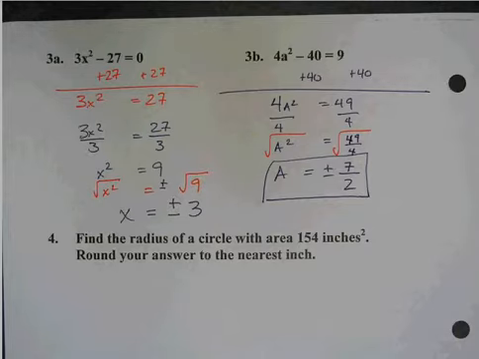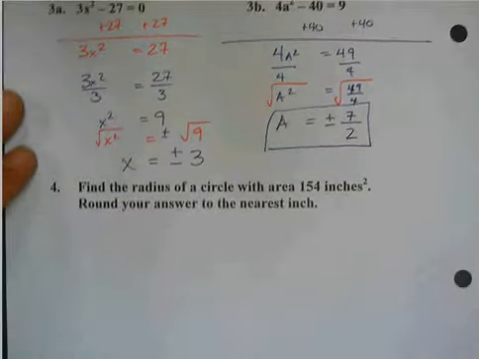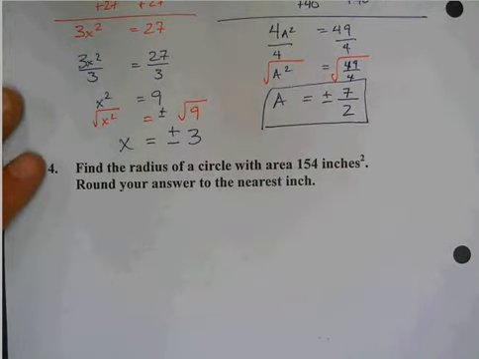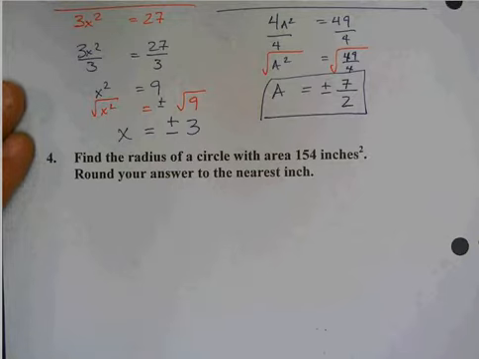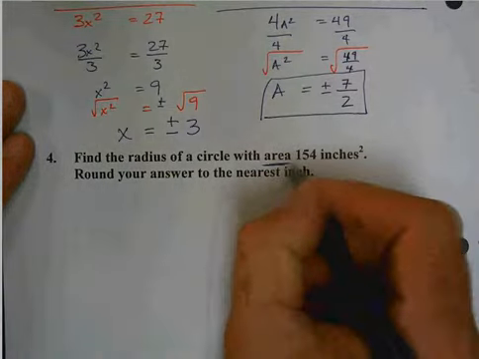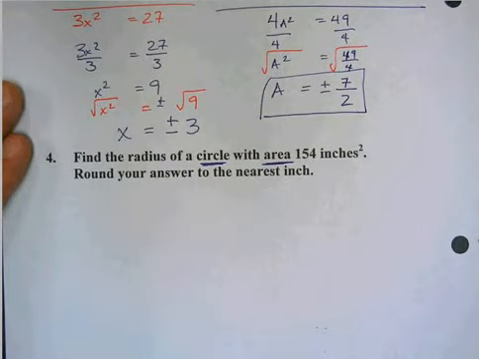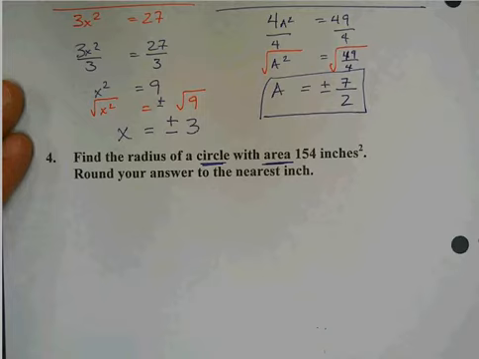All right, now a little application down here at the bottom. It says find the radius of a circle with the area 154 inches squared. Round your answer to the nearest inch. So we're probably going to need our calculators. If you don't have yours out, get it out. Some key words here. I see the word area. I see the word circle. Do you remember the formula for the area of a circle?